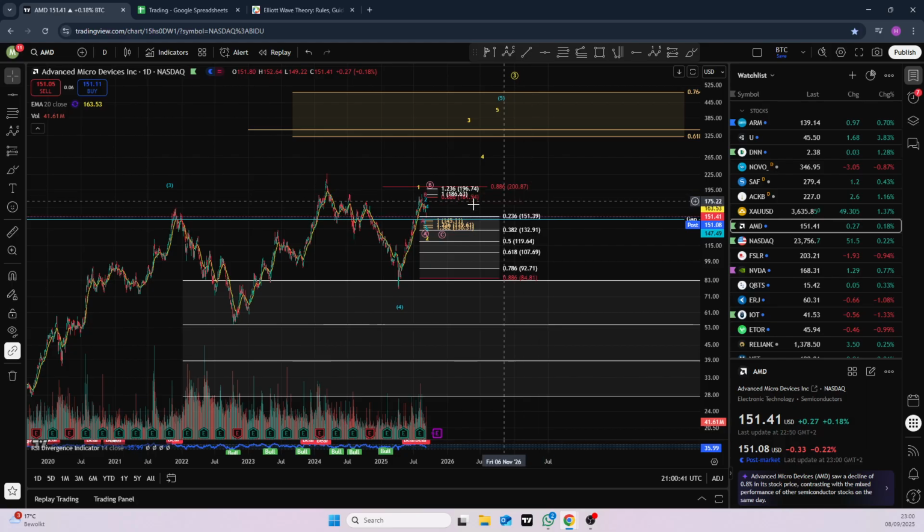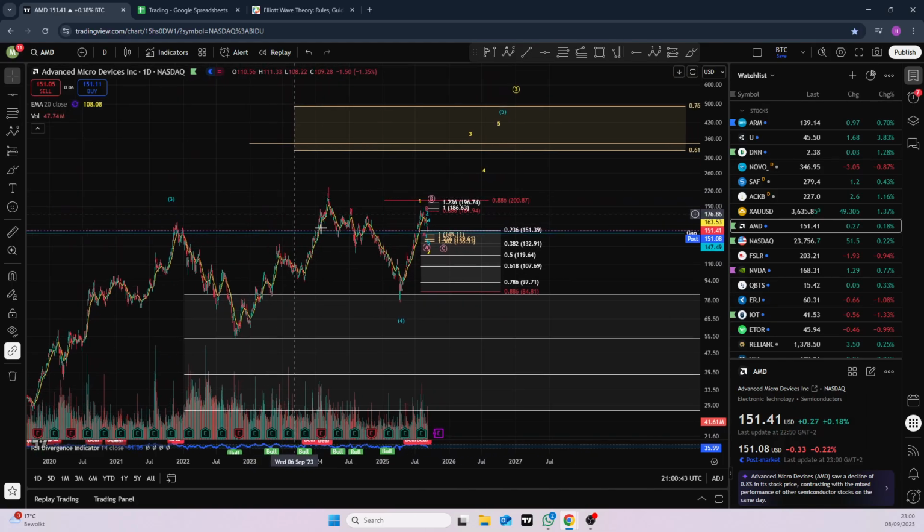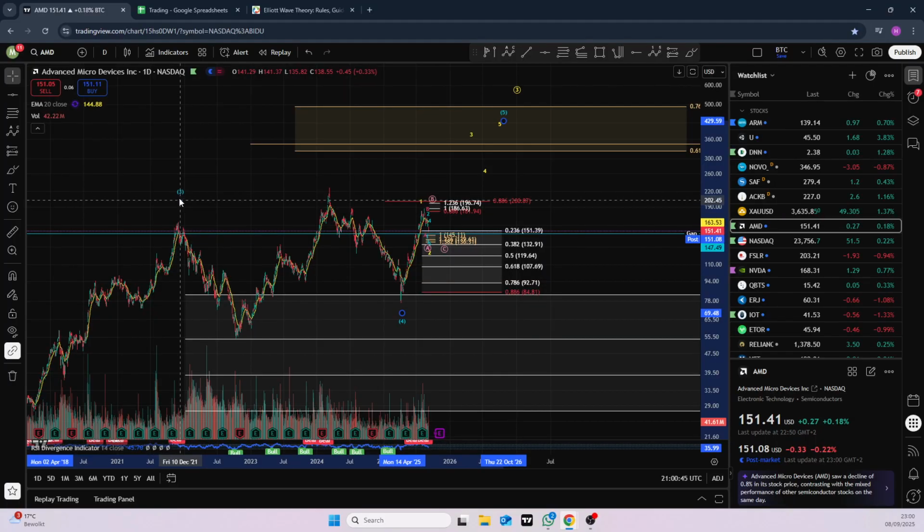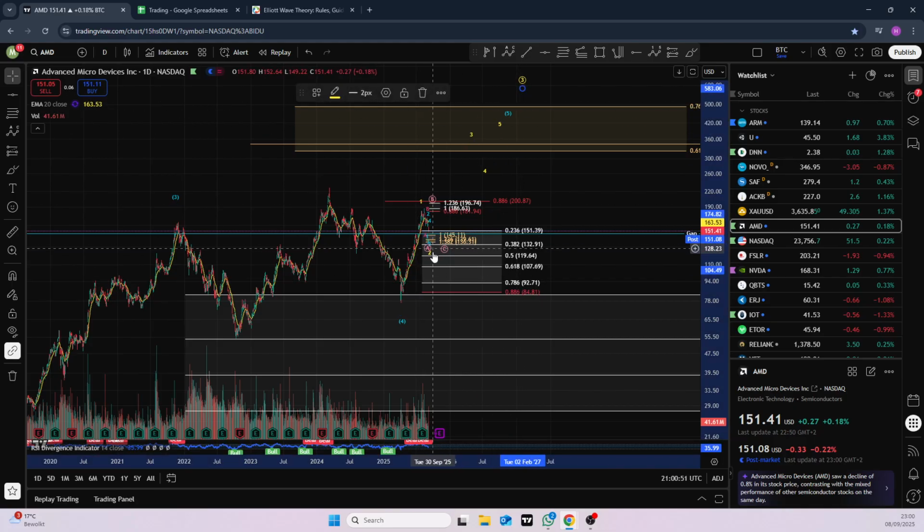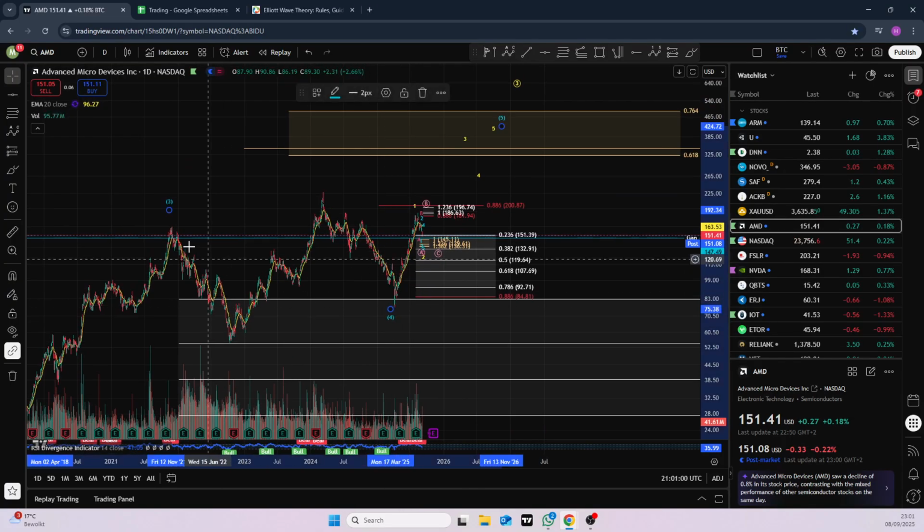AMD. For this chart, I track that we are in a fifth wave, in a larger third, like the last leg of a larger third wave, after we had a multi-year sideways wave 4 in a running flat.